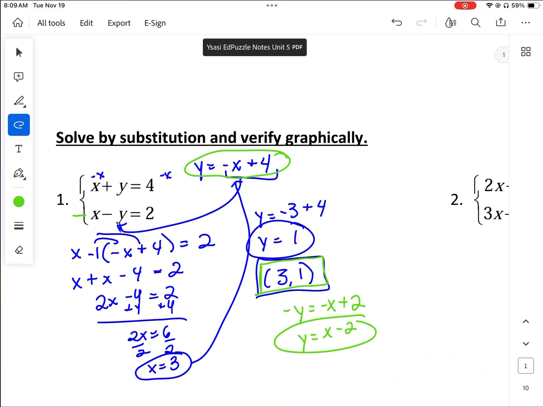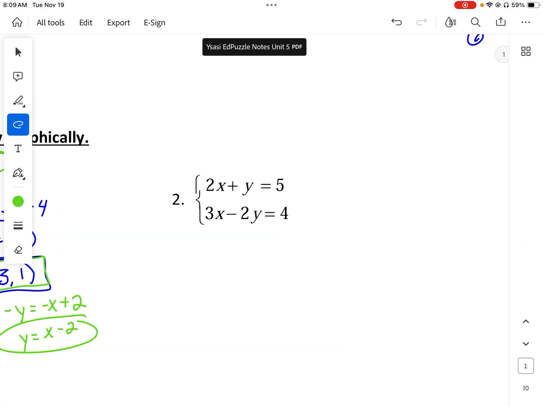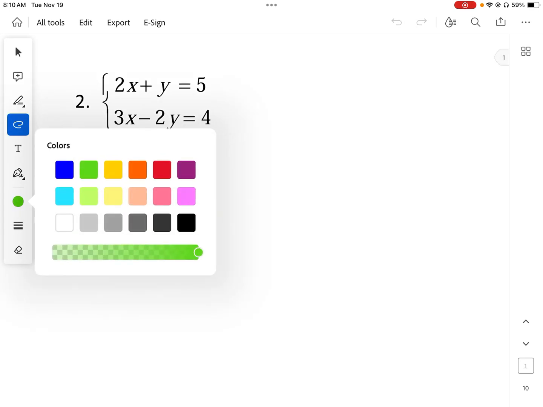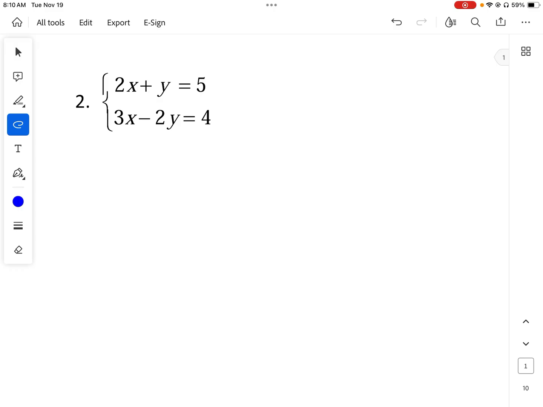Okay, so let's go back. Let's go to number 2. We are going to follow the same steps. Solve one of them for a variable, plug in, solve for the other. I think it'd be easy to solve for y here. So I move over the 2x, that's negative 2x plus 5. So I'm going to plug this in for the y right here.